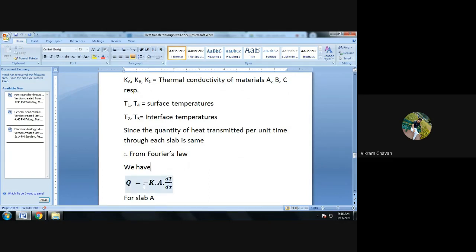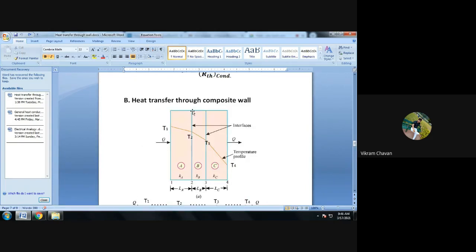Now apply this Fourier's law for slab A. Another important point is that in a composite slab, the heights are equal and the lengths are equal, so we can say that the area for each slab is constant. Area is not going to change. Heat is flowing in this direction, and the area perpendicular to it will be constant for each slab.